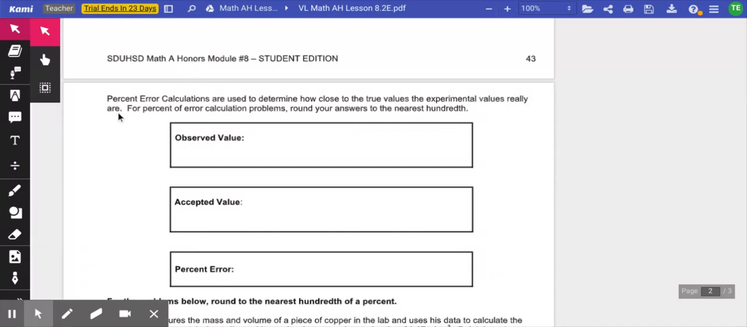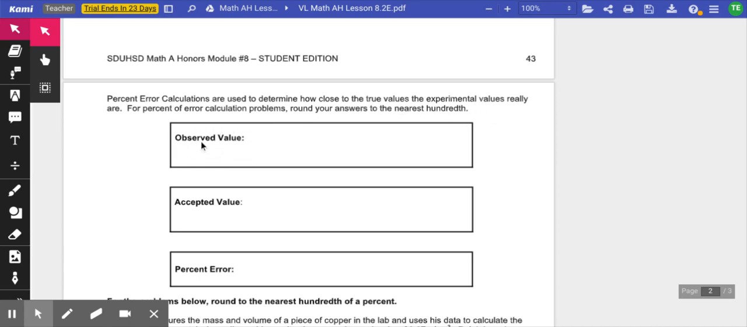So we're talking about percent error calculations. This is going to be used a lot later on when you're in chemistry, so it's something that's very applicable in science. So you need to learn it. Percent error calculations are used to determine how close the true values or experimental values really are. For percent error calculations, round your answers to the nearest hundredth.